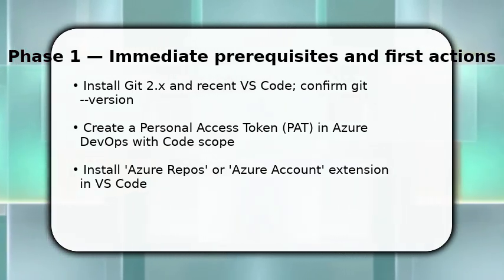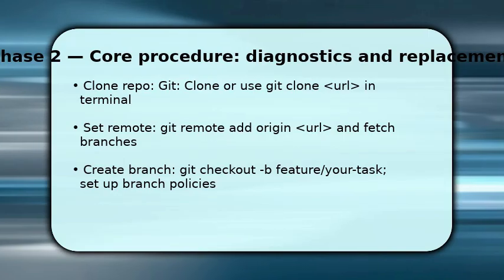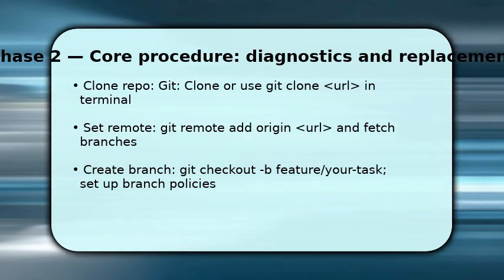Next, connect to the project. Clone the Azure DevOps repo using VS Code or git clone. This brings remote refs and history locally. Once cloned, make sure the origin remote is correct with git remote -v. If not, add or update it.